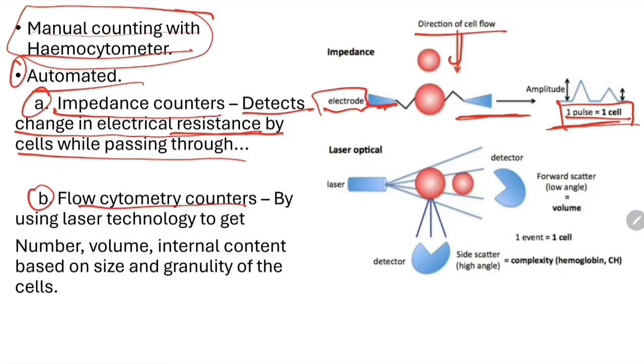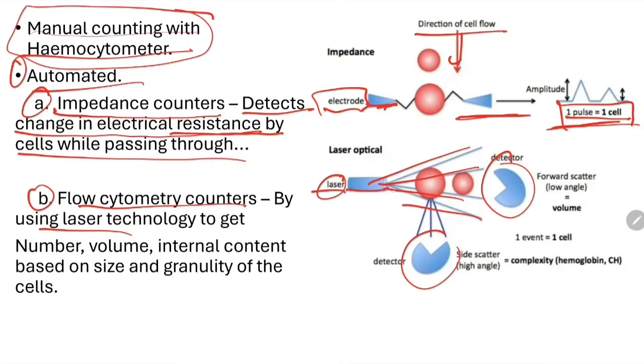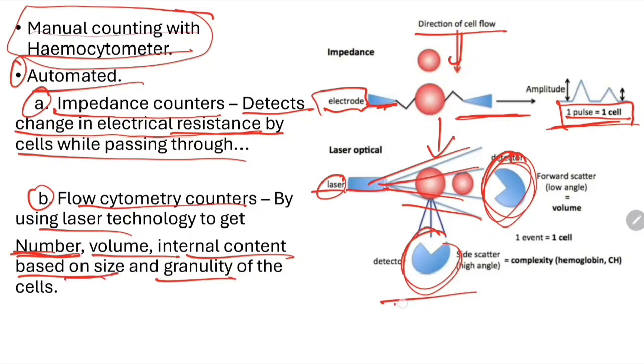Then flow cytometry counters, which use a laser technique. So there is a laser, and in this technique we have a detector. Light is passed and the detector absorbs the light, and then we get the number. Obviously the cell is passing, and it detects the number, volume, and internal content based on the size and granularity of the cell. So we also get what is inside the cell, how much content is inside the cell, everything.